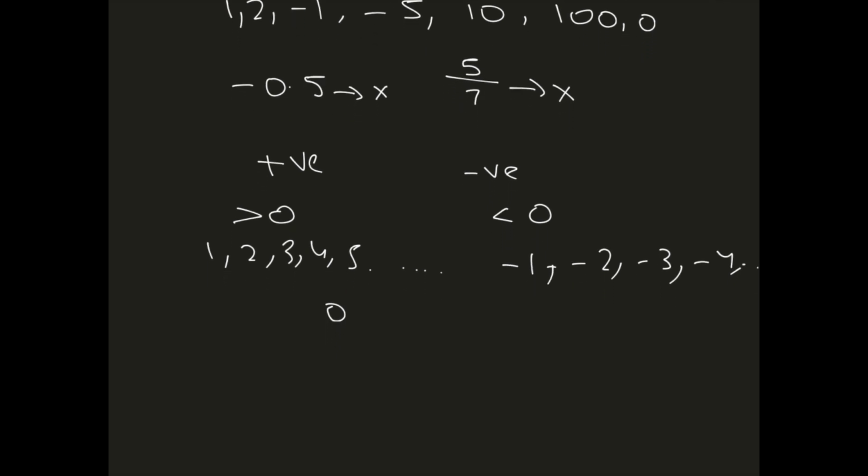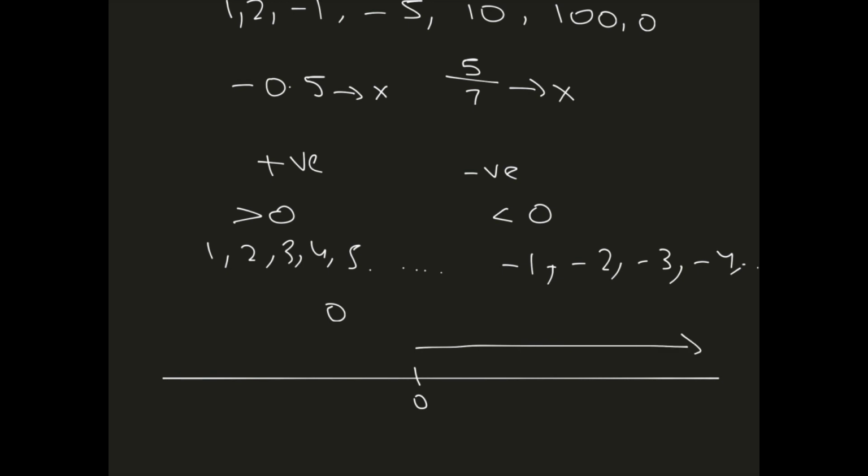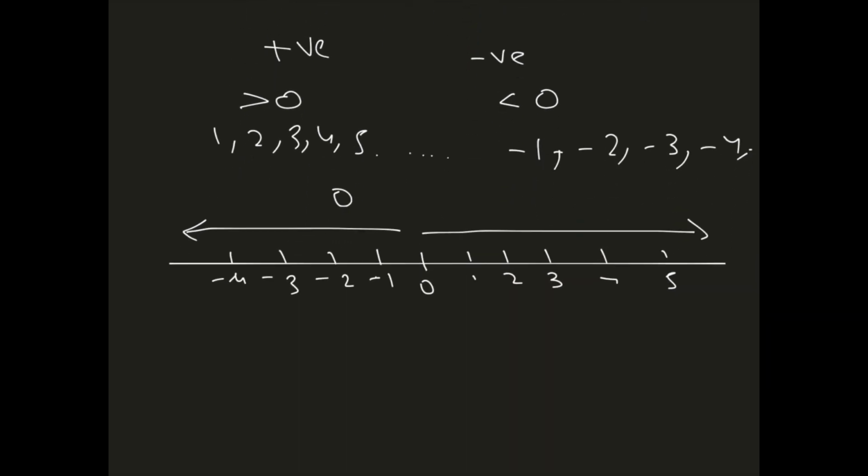We can express these integers in the form of a number line. For example, we have this line, this is 0. Towards the right hand side, the numbers increase. So after 0 we have 1, then 2, then 3, then 4. The numbers will keep increasing as you go towards the right hand side, and as you go towards the left hand side, the numbers will decrease. So we'll have -1, -2, -3, -4 and so on, right?